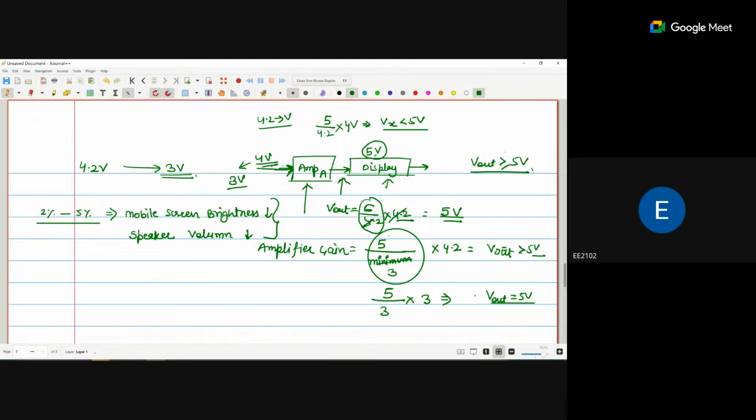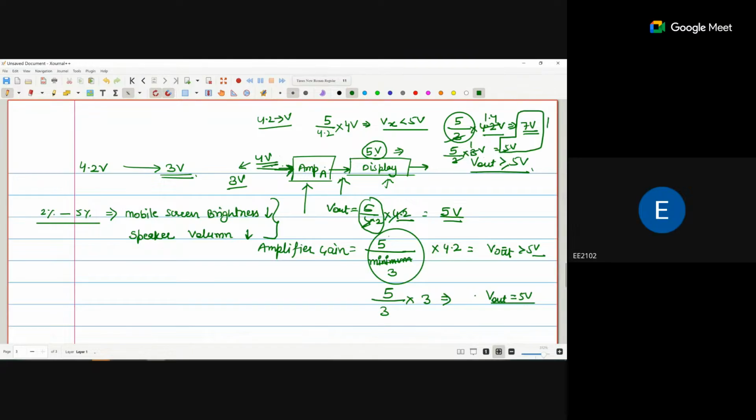So what will be happening is that if the battery voltage is 4.2 volts, I set my gain in that way that I am getting more than 5 volts. So what is my output voltage? I am getting 5 divided by 3 into 4.2 volts. This is the battery voltage, and this is the gain I set, so it is 1.4. I am getting 7 volts. If my battery voltage will be 3 volts, then I am getting 5 volts. So that means my output voltage will lie between these.